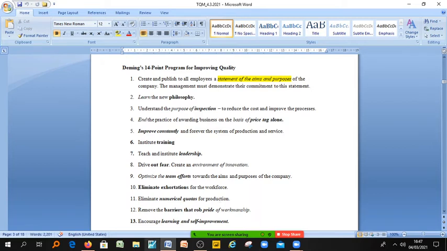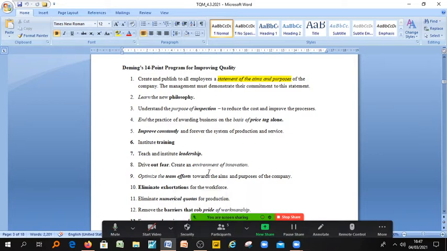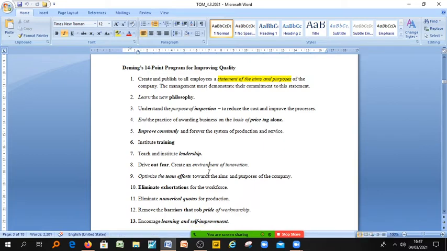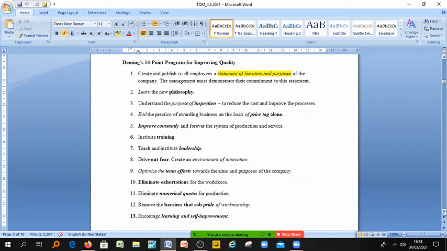Then number 12, remove barriers that rob pride of workmanship. There are those elements or factors that, when you're proud of your job, you'll give it your best, than when you're not proud of your job. Some people even don't want to say that I work here. They are not proud of their jobs. But when you are proud of your job, you'll have the motivation, the zeal of doing your job, and at the end of the day, quality is going to be attained by the organization.